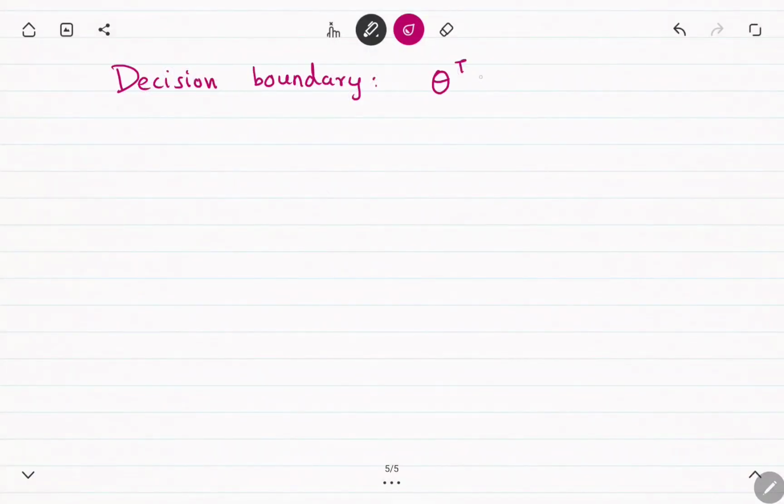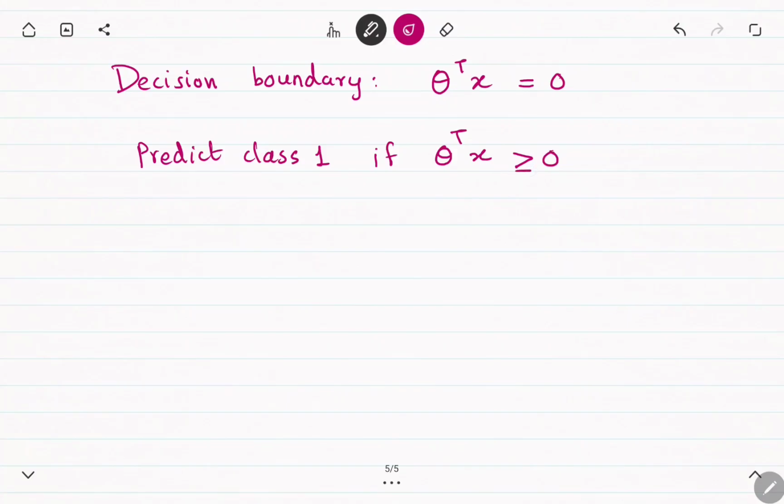So with the threshold 0.5, the rule becomes predict class 1 if theta transpose x is greater than or equal to 0. So therefore the decision boundary is where the score is exactly 0. That is theta transpose x equal to 0.